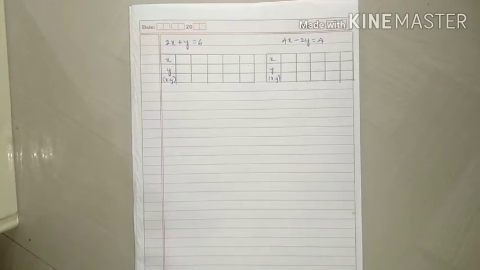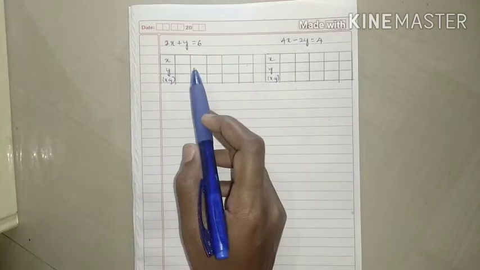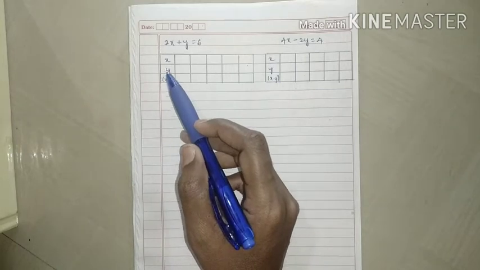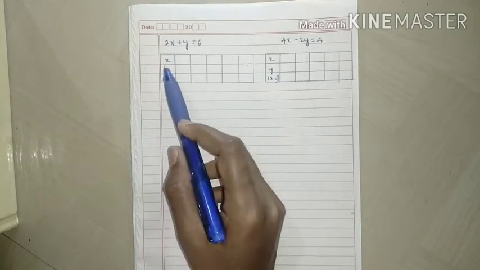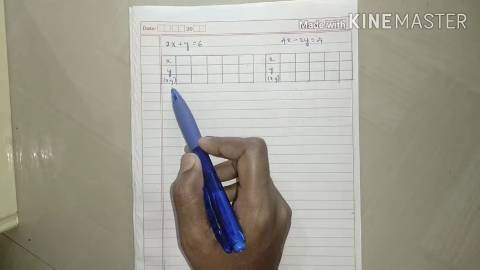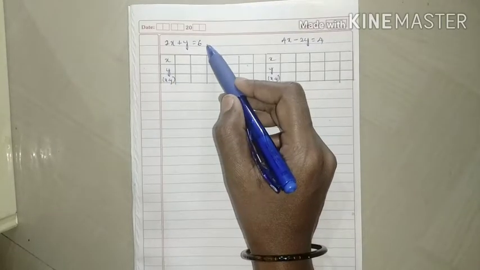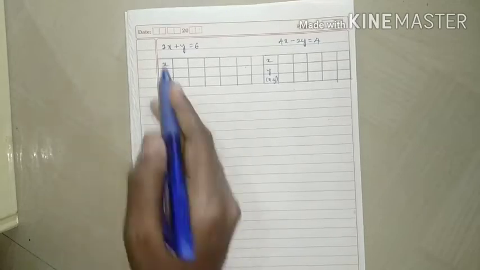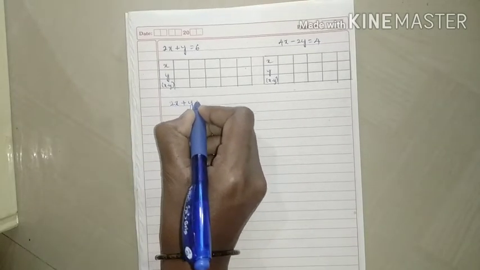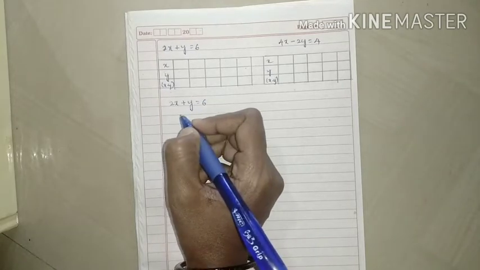We will solve today a method of solving linear equations in two variables, that is by the graphical method. Suppose two equations are given, we have to prepare a table with x coordinate, y coordinate and a point. So let me solve equation 1, that is 2x plus y is equal to 6.